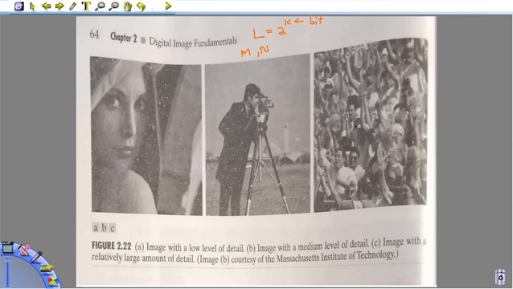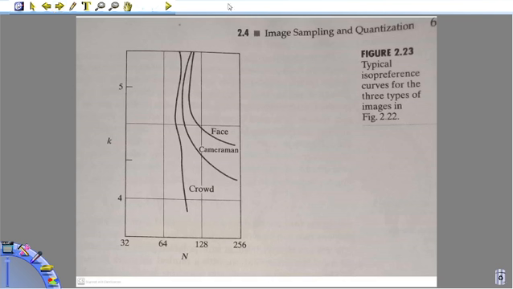If we need to represent the image by making use of intensity levels and the number of rows and columns, we make use of a graph called iso preference curves. The vertical axis, the y-axis, indicates k, which is the number of bits, and the x-axis represents the number of columns or rows. This line indicates the representation of the face. In this direction n will be increasing, and in this direction k would be increasing.